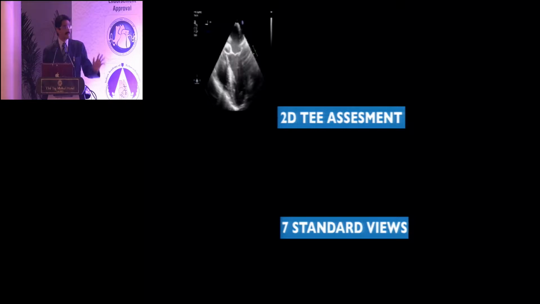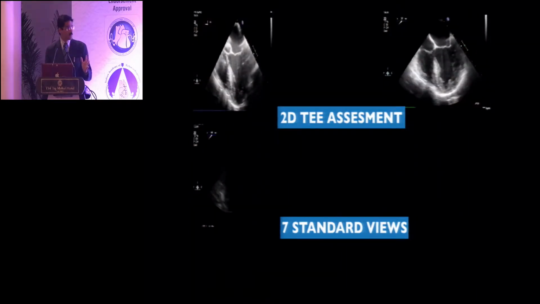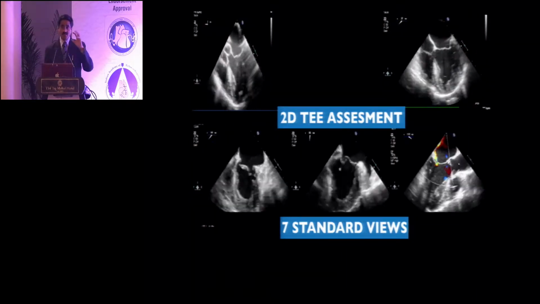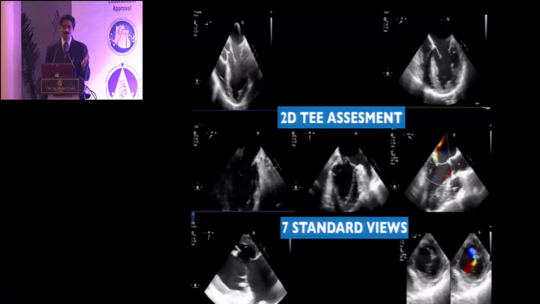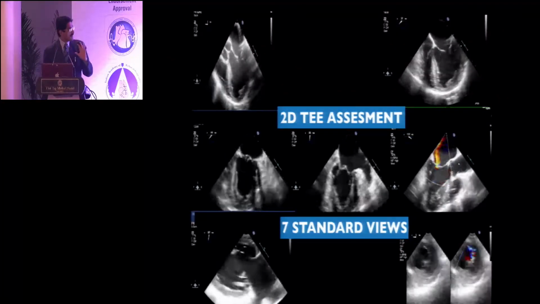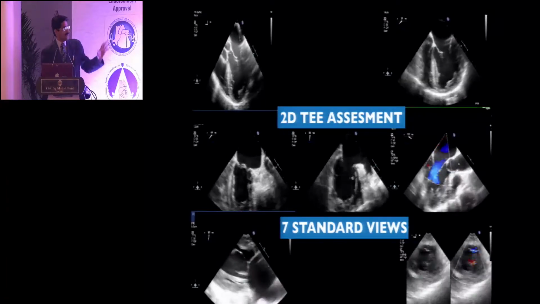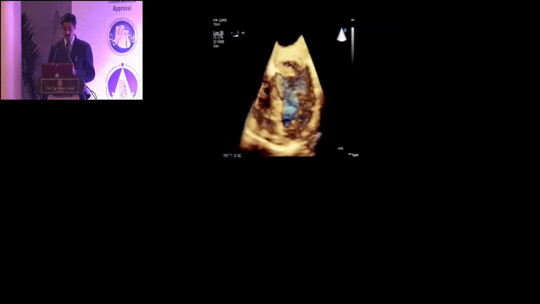Otherwise, on 2D assessment, we have to go through all 7 important standard views assessed for the mitral valve. And for that, we have to keep a judgment whether it is A2 involved or P2 involved, and which area is ruptured, which is very difficult. So we have to go through all these 7 views before coming to the diagnosis.